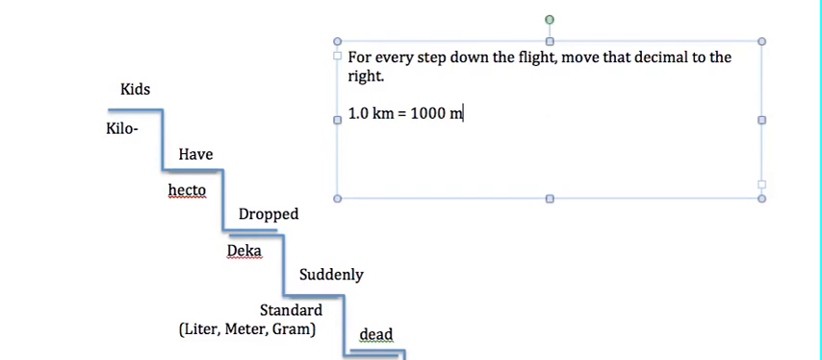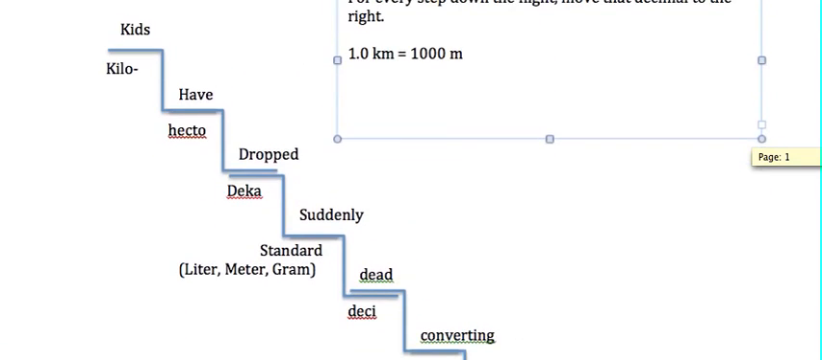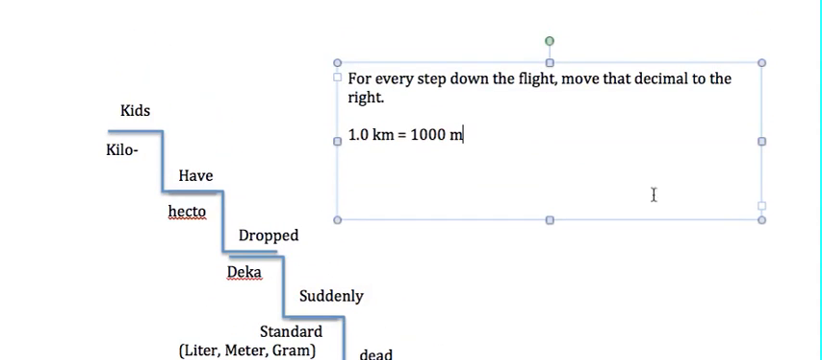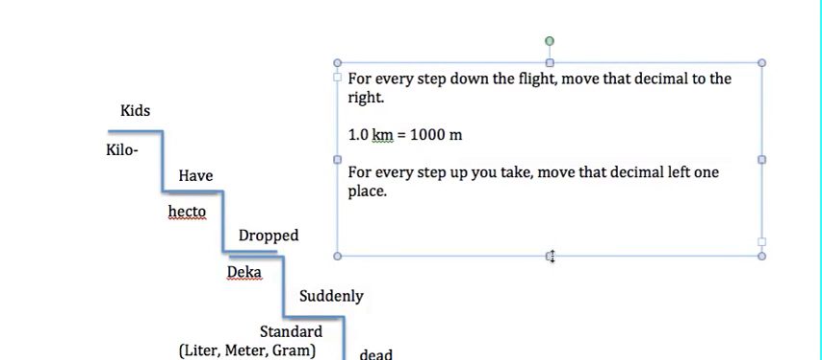Now let's say you are going the reverse direction. Let's say you are coming up the stairs. We have this little rhyme to remember: for every step up you take, move that decimal left 1 place. So if we're going up the staircase as opposed to down the staircase, we just do the reverse.